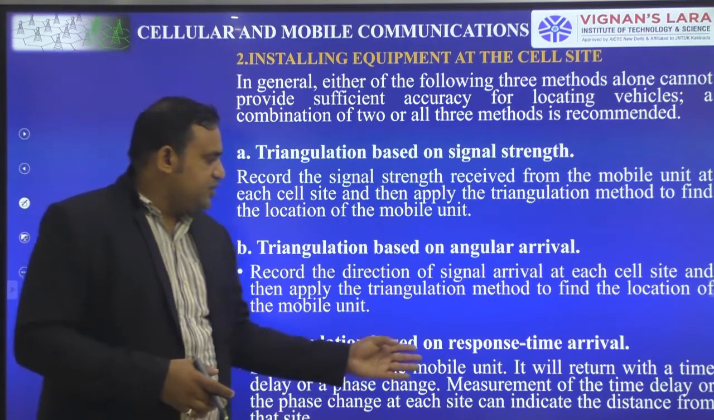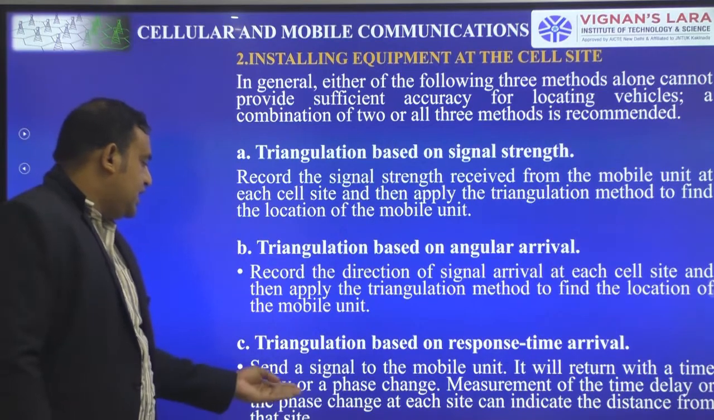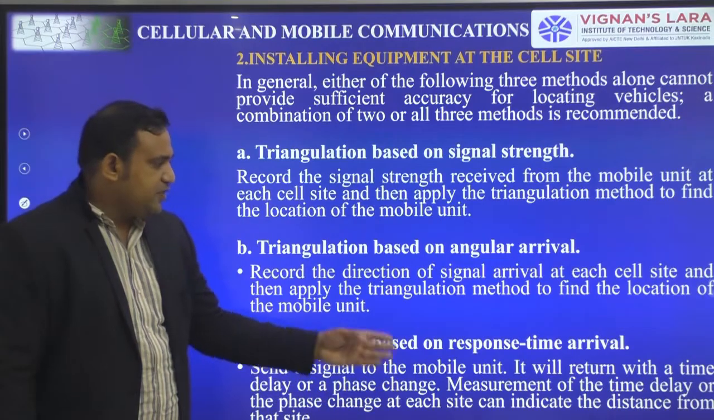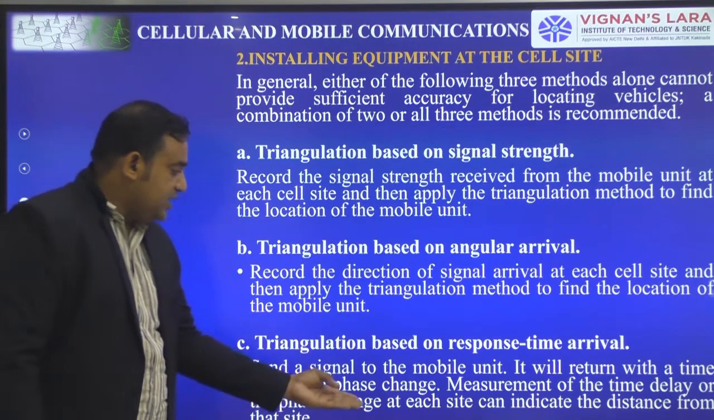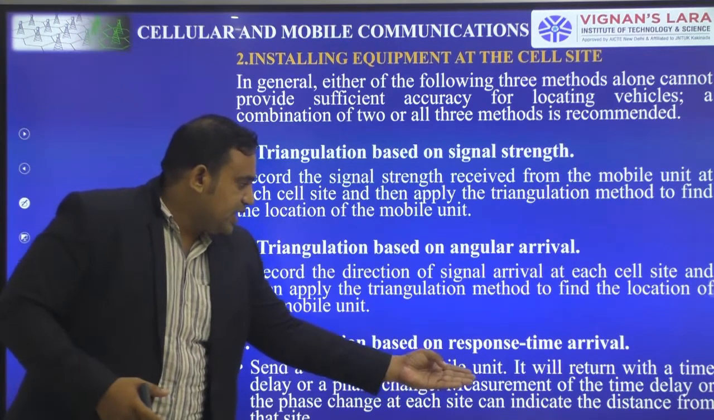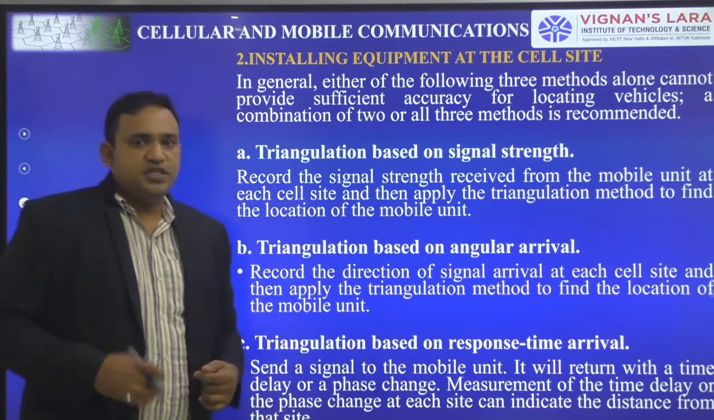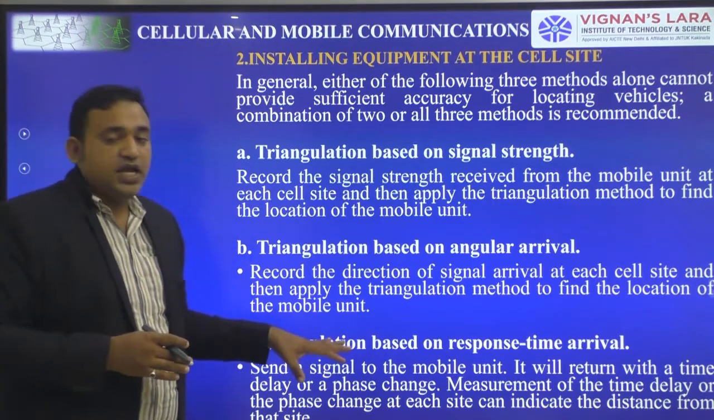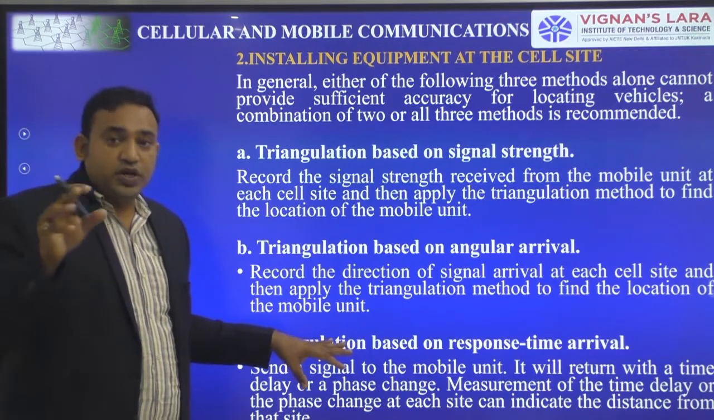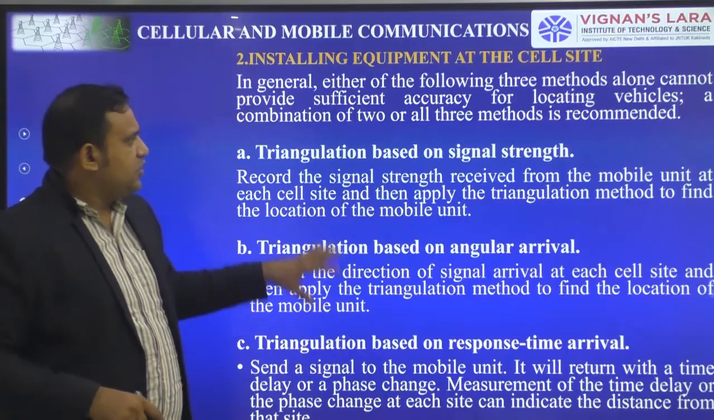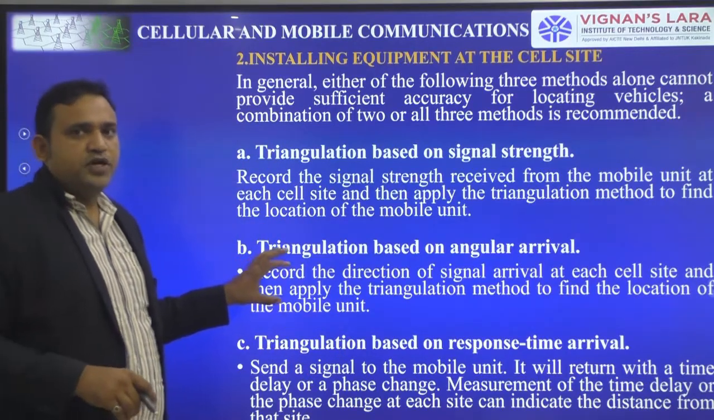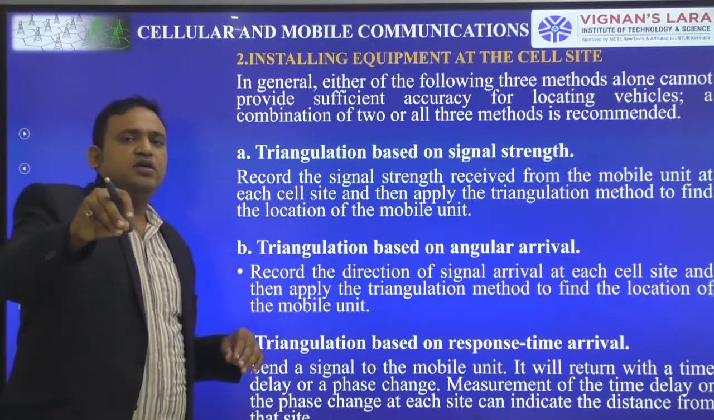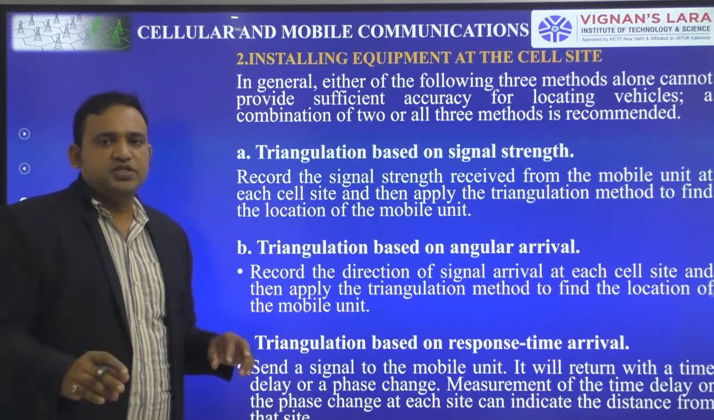Last one, triangulation based on response time arrival. Send a signal to the mobile unit, and it will return with a time delay or a phase change. Measurement of the time delay or the phase change at each cell site can indicate the distance from the cell site. There is a forward channel and there is a reverse channel. Depending upon the delay, we calculate the distance or the location of the mobile unit. So only one method is not enough to find the exact location. By combining 2 or 3 methods, we can easily find the location of the vehicle or mobile unit.